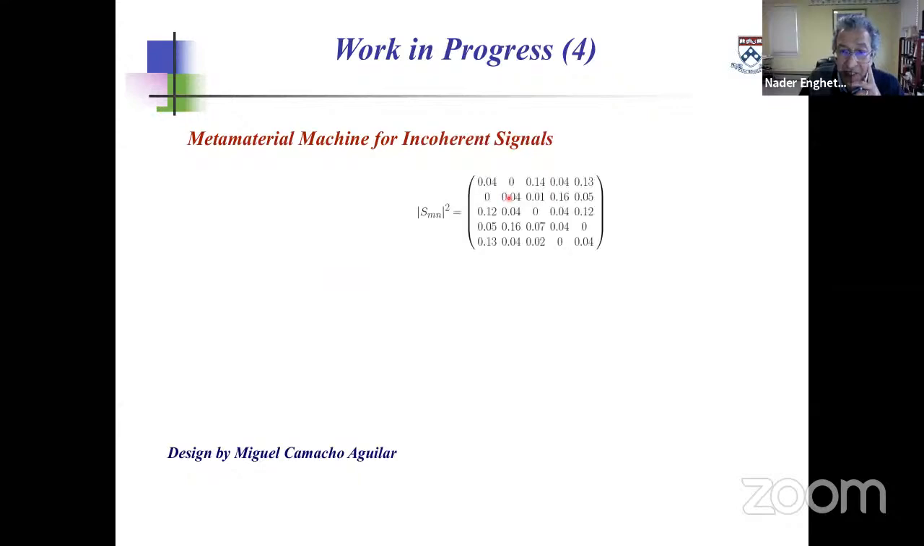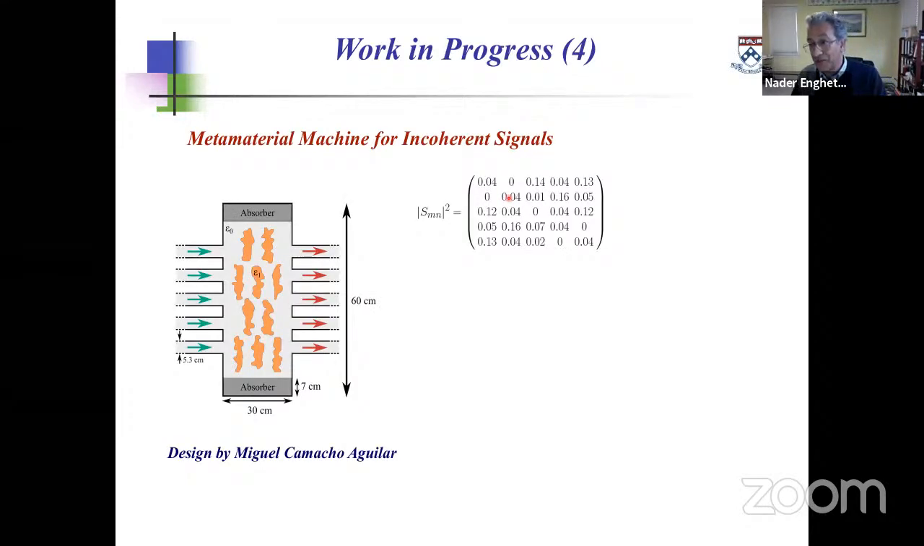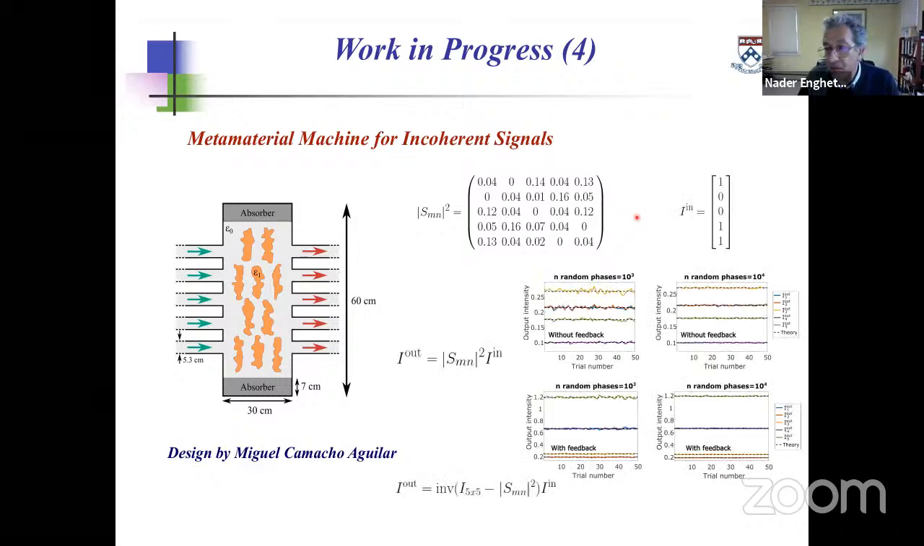And another direction is that, so far, whatever I've said is the coherent signal. In other words, we need to know magnitude and phase. But what would happen if we just care about the magnitude? In other words, what would happen if you have incoherent signals? We are also working to see how we can create a structure that wouldn't care about the phase and only cares about the amplitude of that.